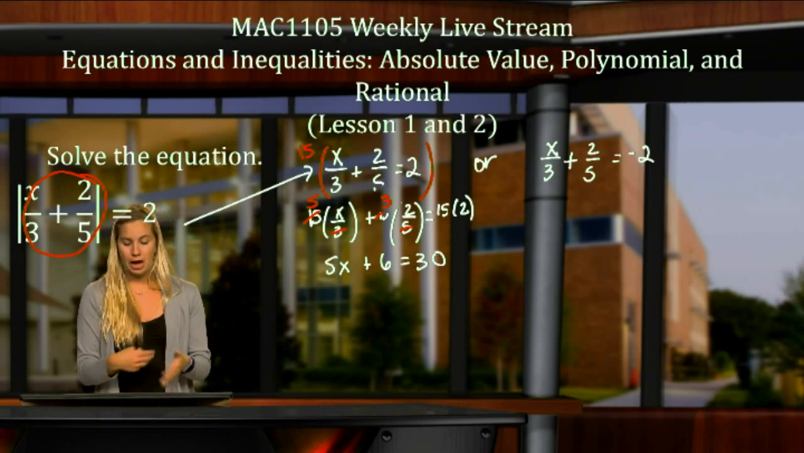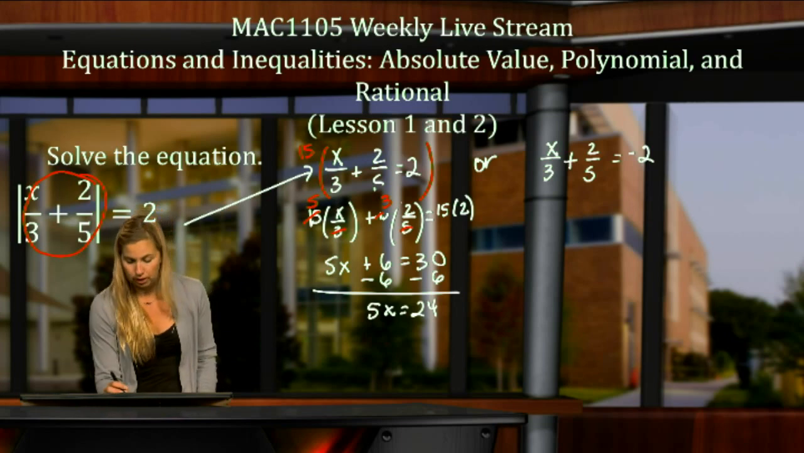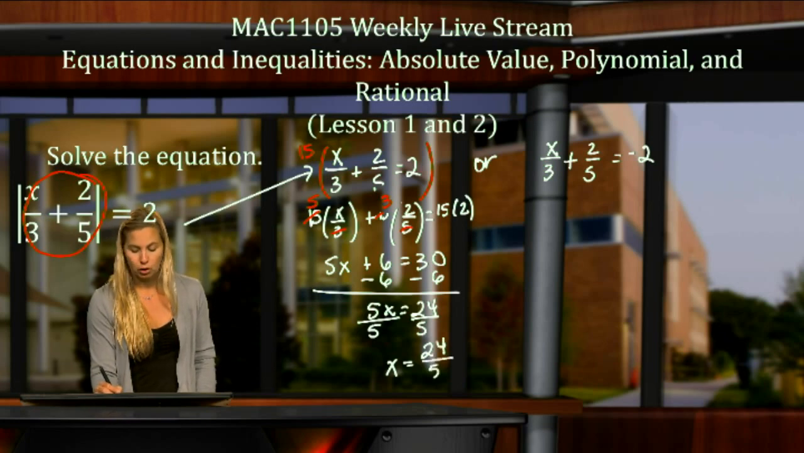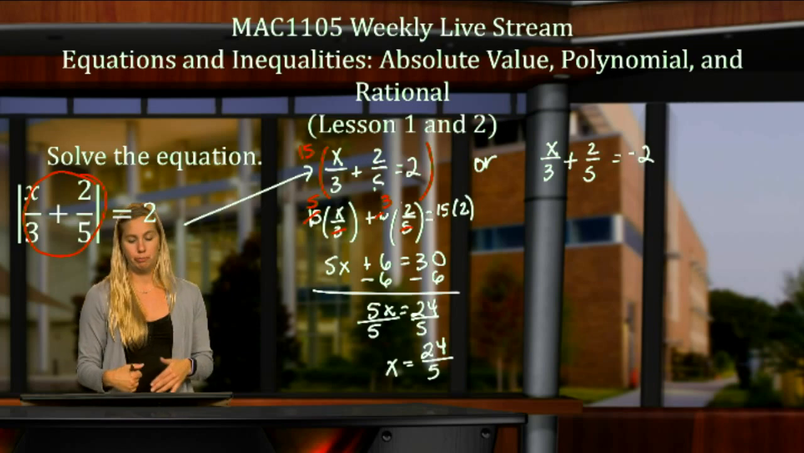So we're here. We've got 5x plus 6 equals 30. Subtract 6 from both sides. 5x equals 24. And I know we're on the right track now. Divide both sides by 5. One solution is going to be 24 over 5. Now leave this as an improper fraction. Do not convert to a mixed number, please.